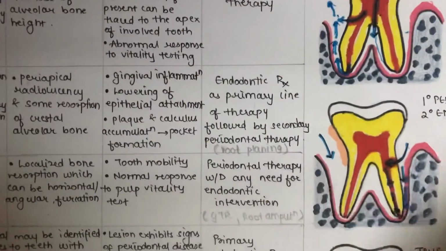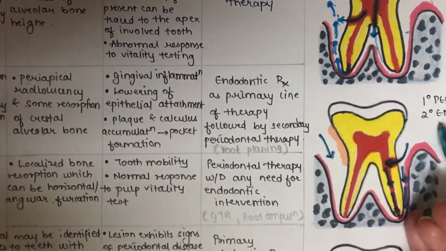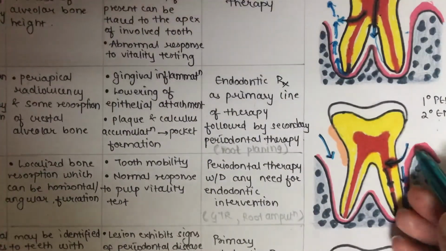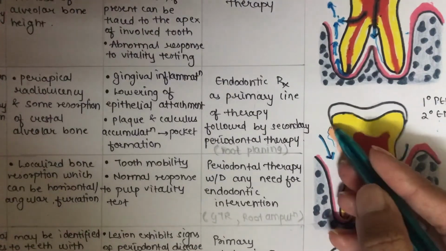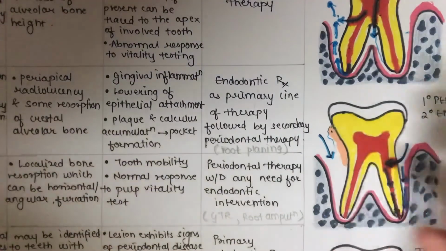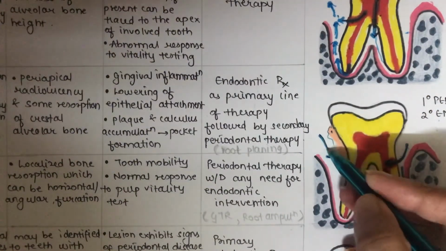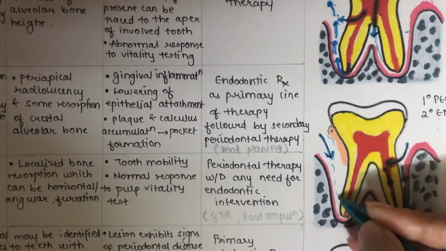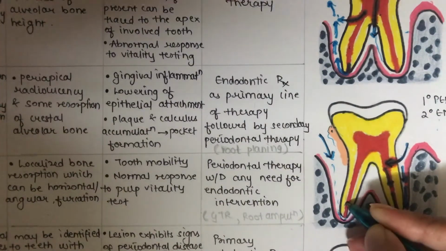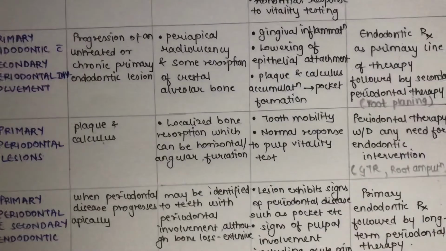Over here, this is a primary perio and secondary endo. Now you can see the arrow is completely opposite. The main etiological factor for perio is plaque and calculus. Because of this, you can see these arrows, it goes from the apical foramen into the pulp.